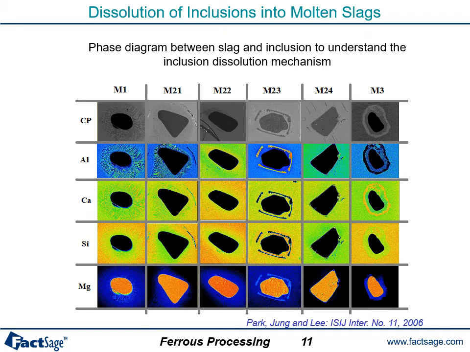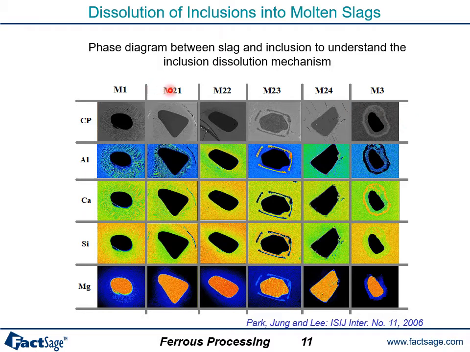So now I will show you an application of the phase diagram to understand the dissolution of the inclusion in the molten slag. This image shows you the confocal laser microscope image while we are taking the dissolution experiment of the MgO particle in the CaO-Al2O3-SiO2 slag.